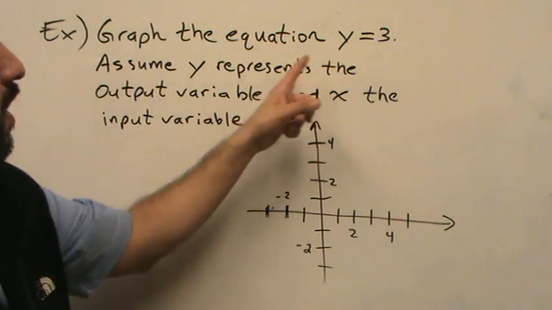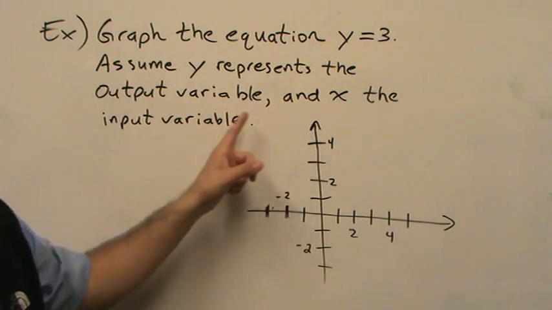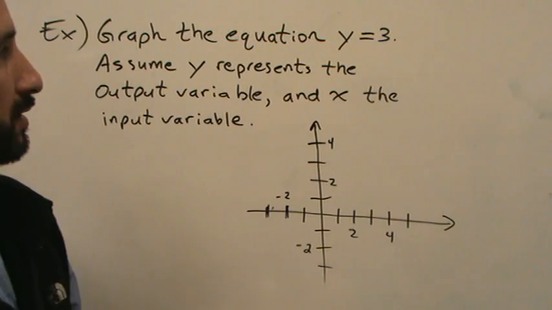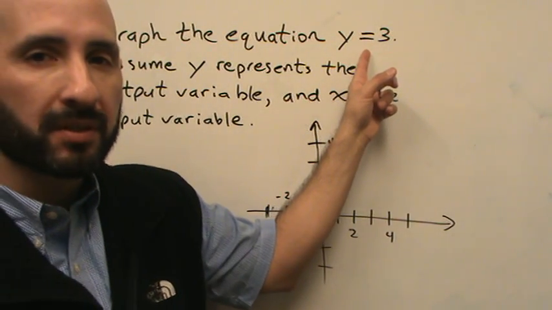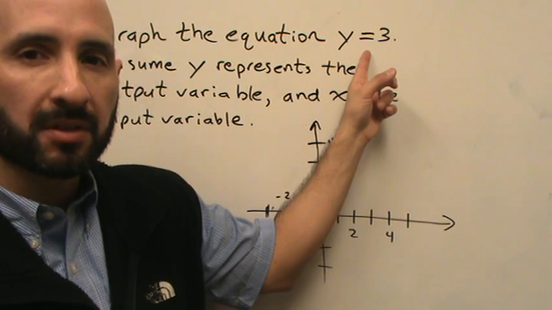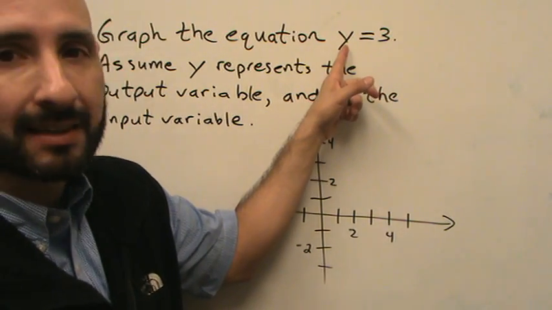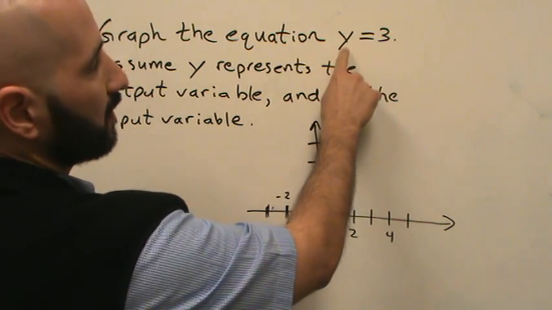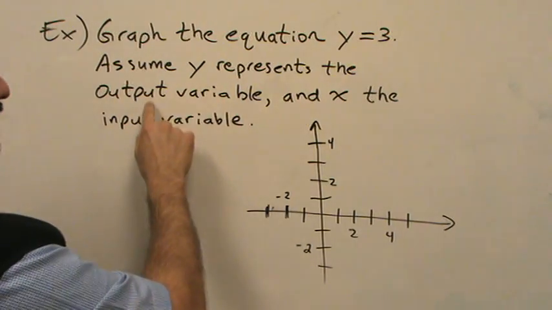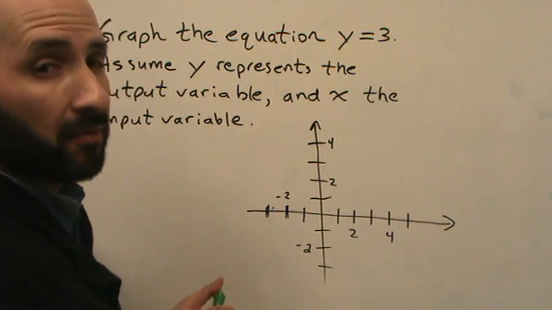Graph the equation y equals 3, assume y represents the output variable and x the input variable. Let's recognize first of all that this equation that we want to graph here is in slope-intercept form. Remember, in slope-intercept form, the output variable will always be isolated on one side of the equal sign. So here in this equation, we do have the output variable y, which does represent the output, on one side of the equal sign. So this is in slope-intercept form.